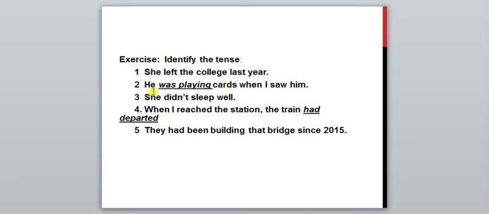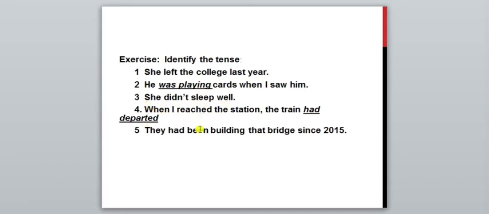Second is here, he was playing cards when I saw him. Here I have underlined was playing. See, by taking the reference of these both words, you have to find out which tense is given. Means I was playing cards. Third, she didn't sleep well. Dear students, this is a negative sentence.